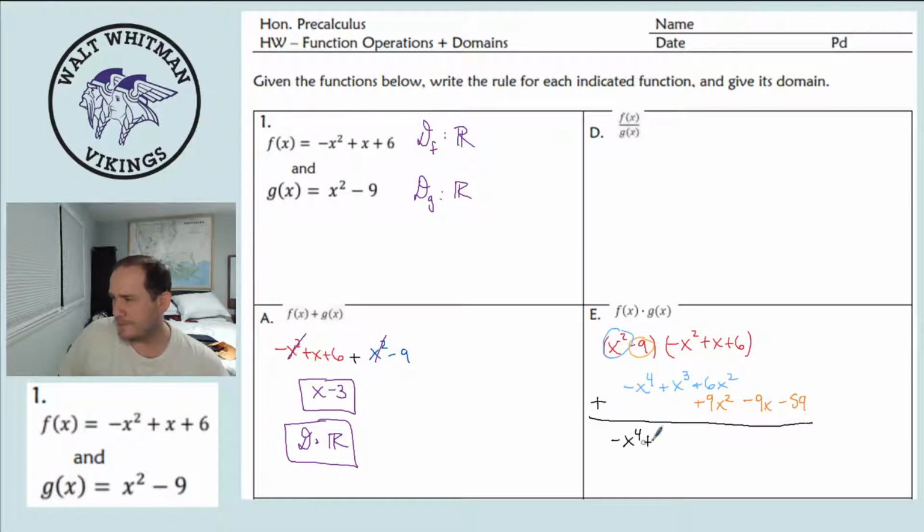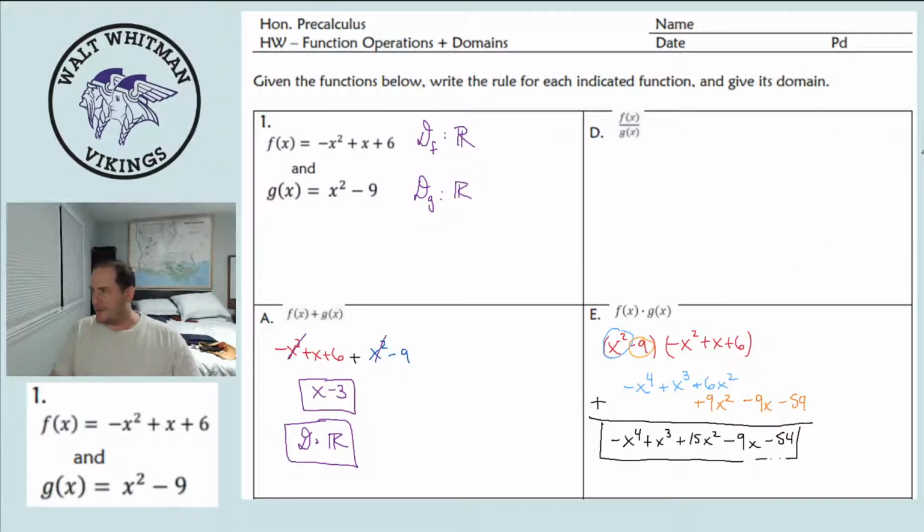Plus x cubed, plus 15x squared, minus 9x, minus 54. There you go.